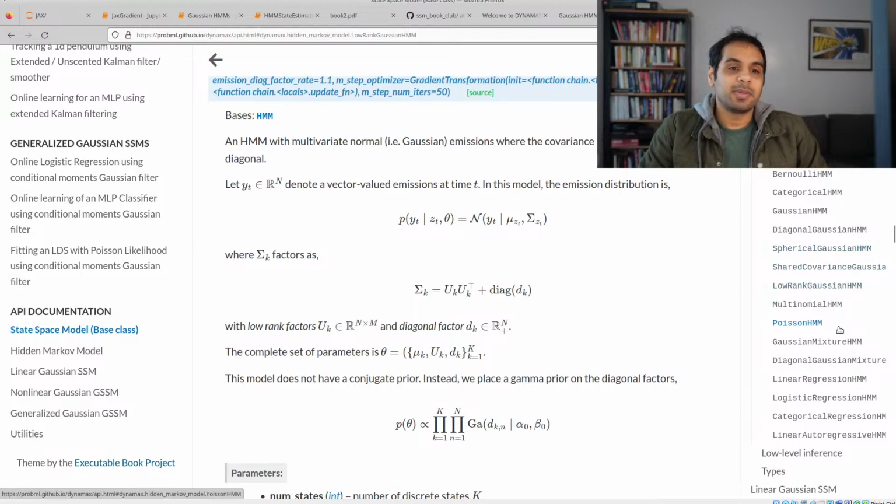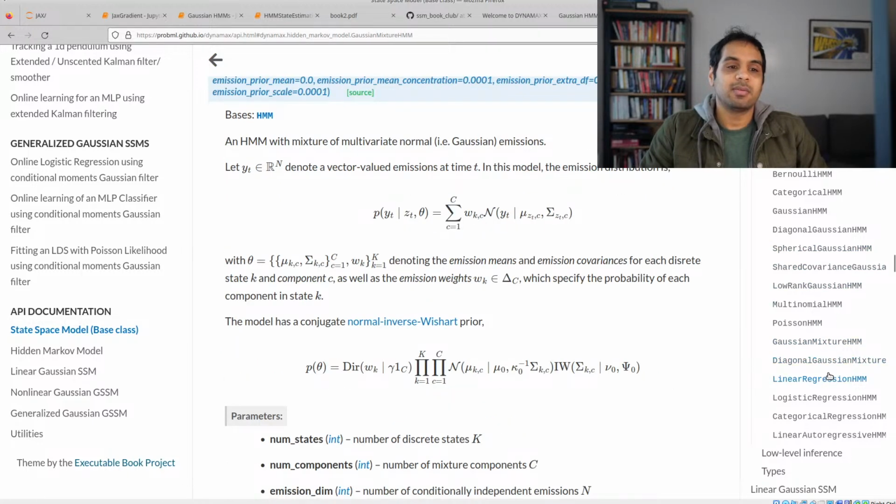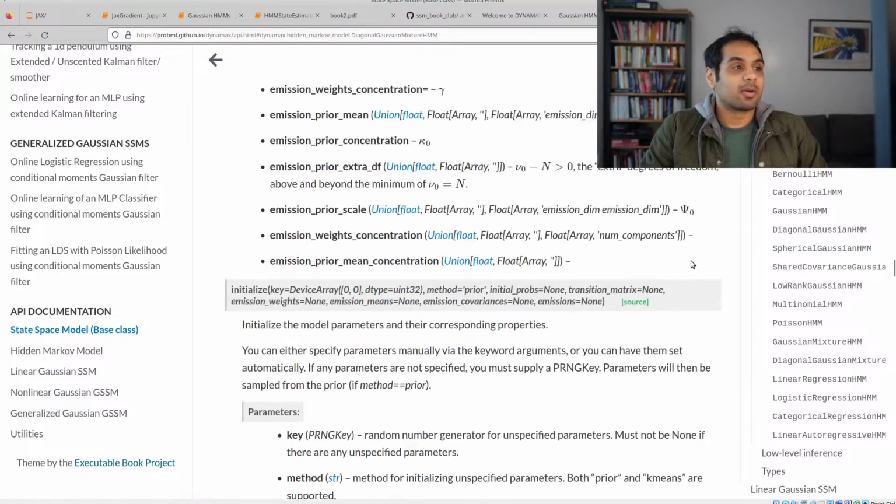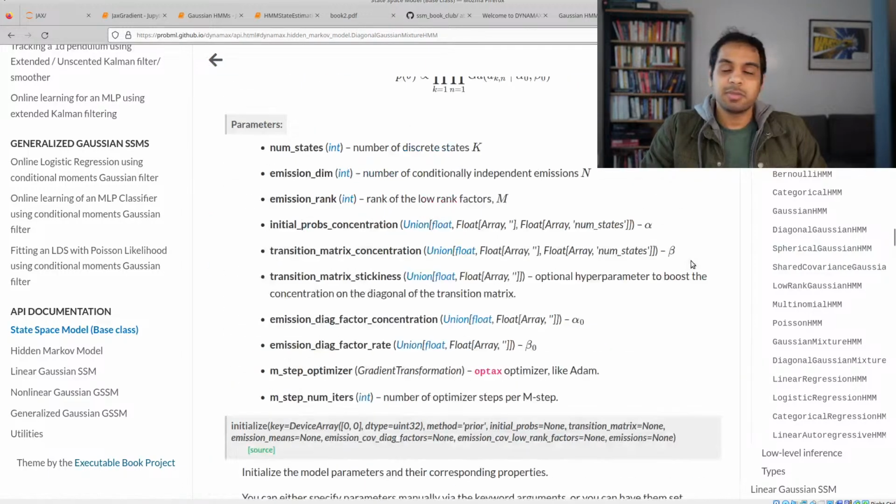But the general point is there are a number of Gaussian HMMs available in Dynamax. So that's my quick overview of Gaussian HMMs. I'm going to flip over to the questions now because there were a couple.